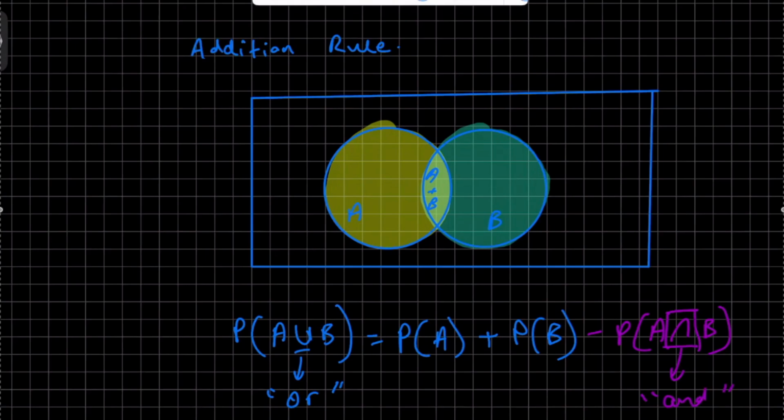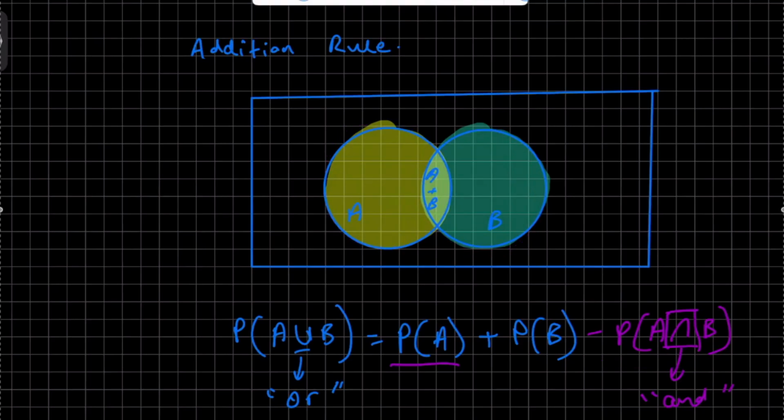So once again, when we take the probability of A, we account for this section in the middle already. When we take the probability of B, we're accounting for this region again. So to get rid of this double count, we minus the probability of both A and B occurring together.